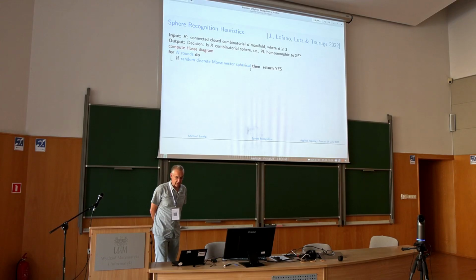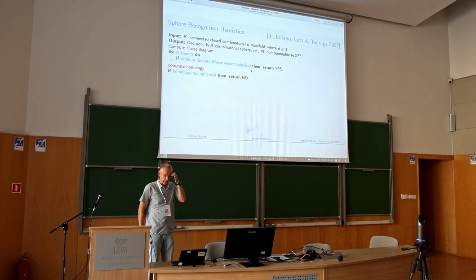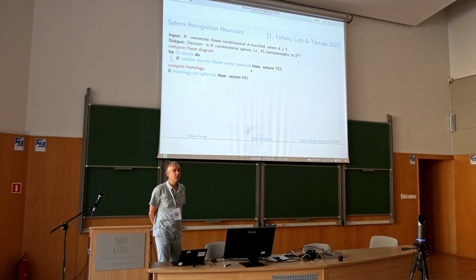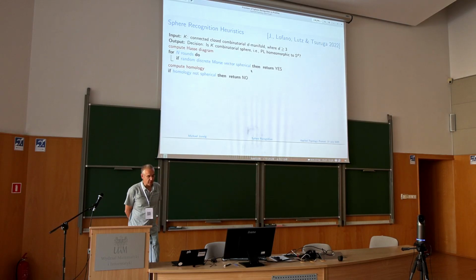Of course you cannot insist on being lucky, so you need to do something if this is unsuccessful. You can compute the homology of the space, and maybe the homology does not fit, is not the homology of a sphere. Well, then obviously the space cannot be a sphere.